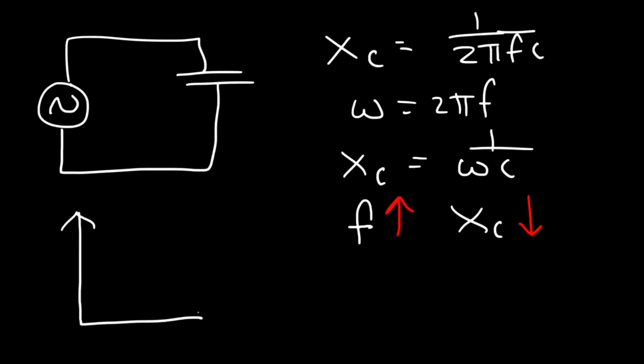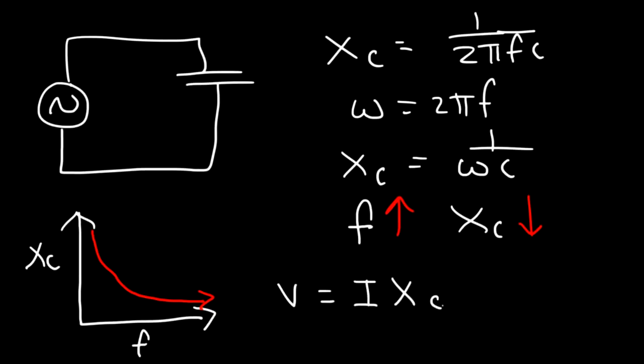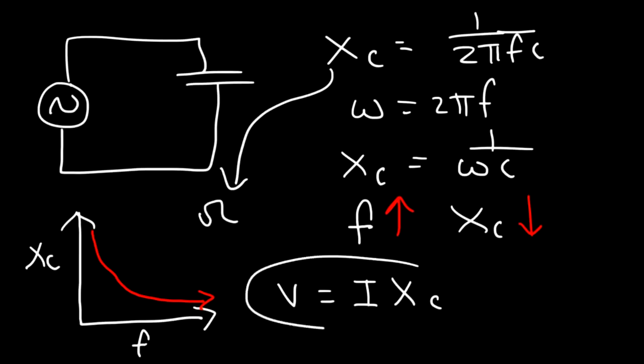If we were to plot a graph between the capacitive reactance and the frequency, here's how it will look. As the frequency goes up, the capacitive reactance goes down. So it's an inverse relationship. And the voltage in the circuit is equal to the current multiplied by the capacitive reactance. The capacitive reactance, like the inductive reactance and resistance, they all have the same unit, and that is ohms. So just keep that in mind.